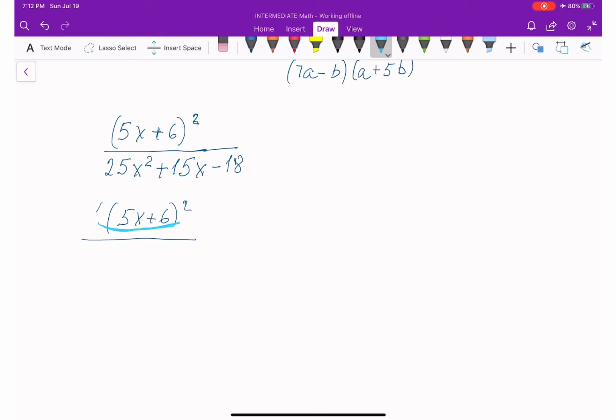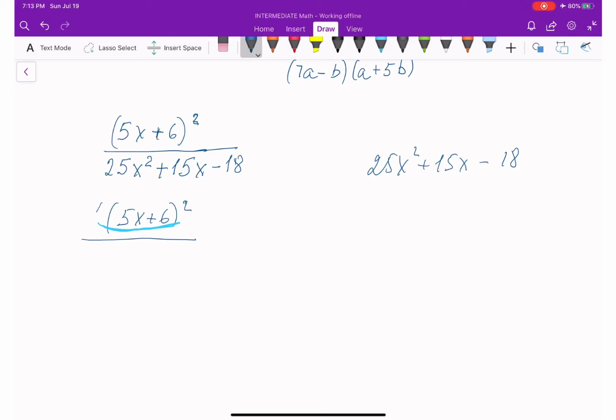So usually when you have some formula in one part, you want to check if the denominator also has the same format, perfect square, let's say, or difference of squares. Usually they are connected. If one part has one type of binomial or trinomial, the other one is also going to boil down to that one. So since we have a perfect square, 5x plus 6 squared, let's see if we can have a perfect square. Let's check it: 25x squared plus 15x minus 18.